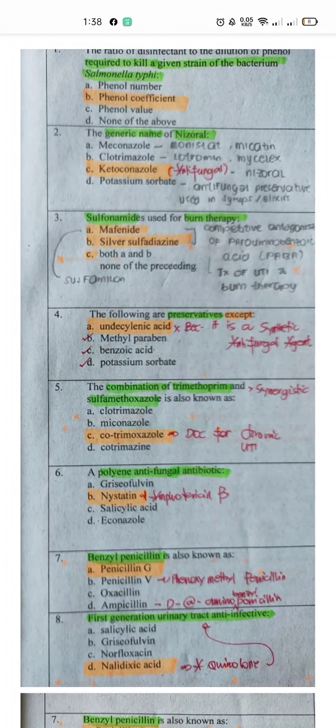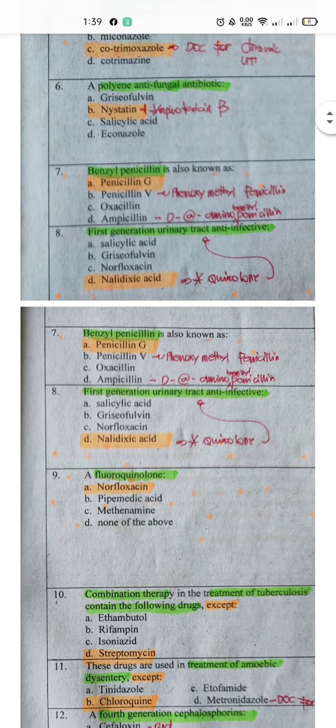So, the first fluorinated quinolone is your norfloxacin, which is effective against gram-negative and gram-positive organisms in treating urinary tract infection and prostatitis, but not in systemic infection. So, your norfloxacin is the first fluorinated quinolone which is effective against gram-negative and gram-positive for the treatment of UTI and prostatitis.